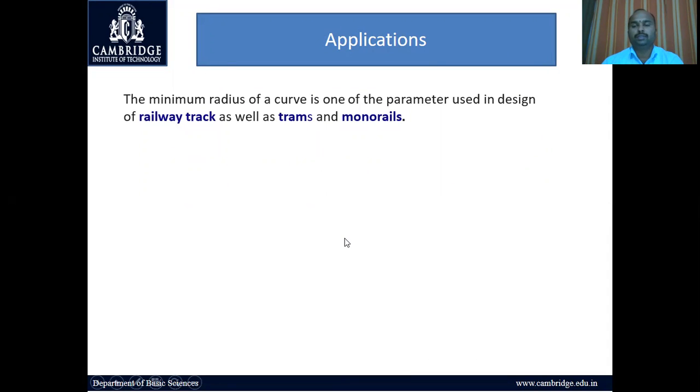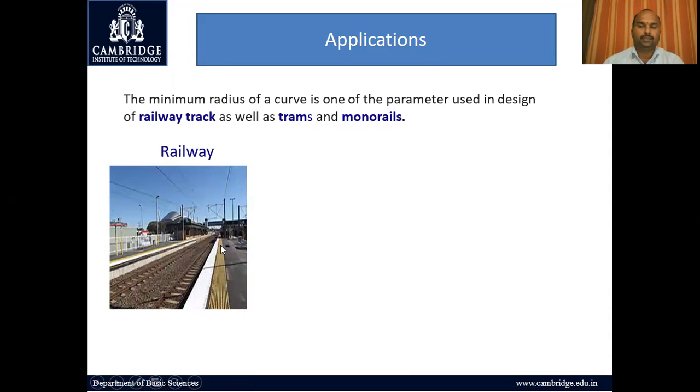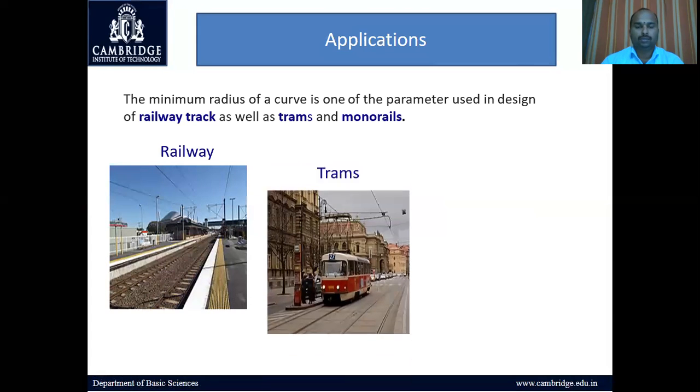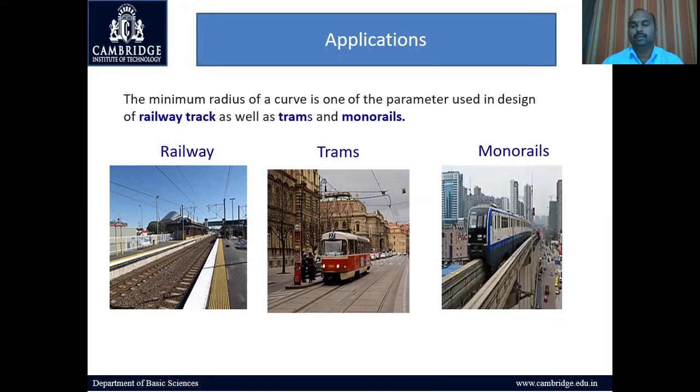See, the radius of curvature is also helpful in designing the railway tracks, trams, and monorails. That is used because for the safe travel of the railways, we need to know how much the track can be bended. So that can be decided by using the radius of curvature. The same amount of bending can also be used in finding the bending in case of the trams as well as in the monorails.